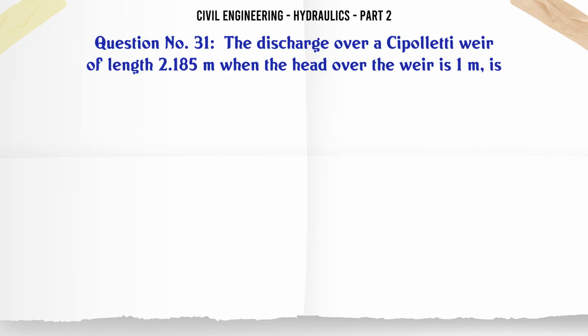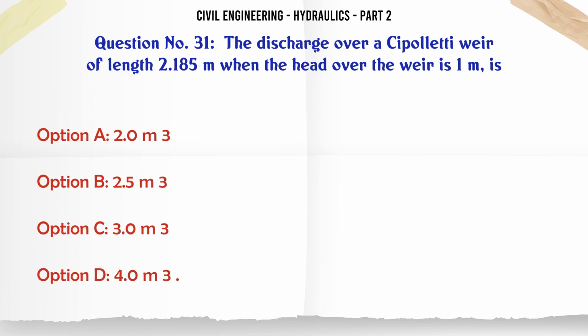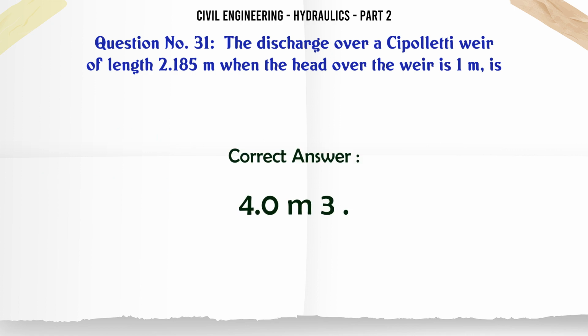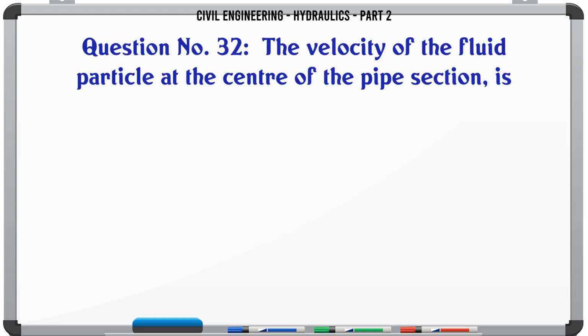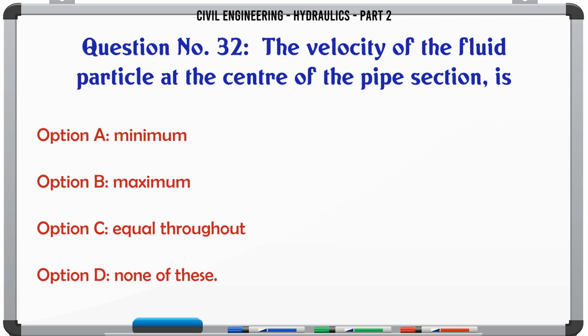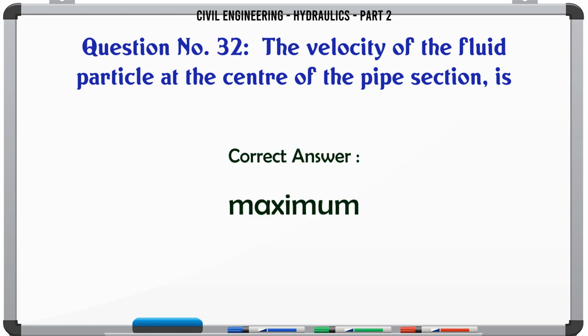The discharge over a Cipolletti weir of length 2.185 m when the head over the weir is 1 m is A. 2.0 m3, B. 2.5 m3, C. 3.0 m3, D. 4.0 m3. The correct answer is 4.0 m3. The velocity of the fluid particle at the center of the pipe section is A. minimum, B. maximum, C. equal throughout, D. none of these. The correct answer is maximum.